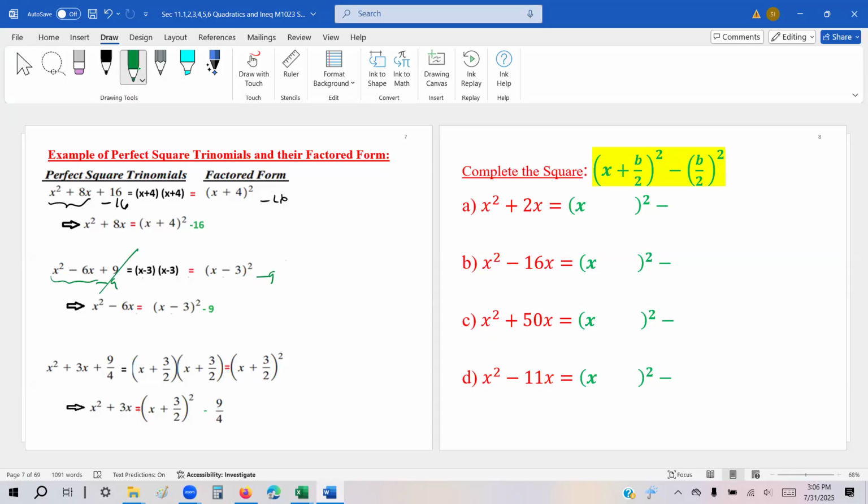Well, two numbers multiply to this fraction, and when you combine to become 3, it is 3/2. 3/2 times 3/2 is 9/4, and if you add that, it's 6/4, no, 6/2, which is 3. So this is a perfect square trinomial. Now let's say you are given only x squared plus 3x.